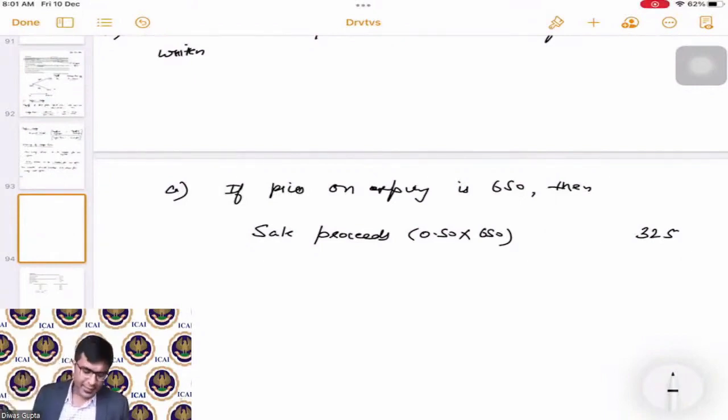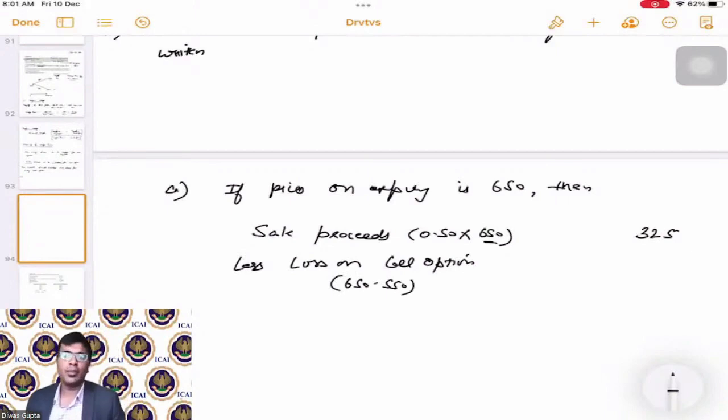Okay, this is one, and then less. Since this is 650 rupees, he has written the call. He has to incur a loss, less loss on call option. How much would be the loss? 650 minus 550. Because on expiry, the price is 100 rupees more than the strike rate. So 100 rupees is a loss.